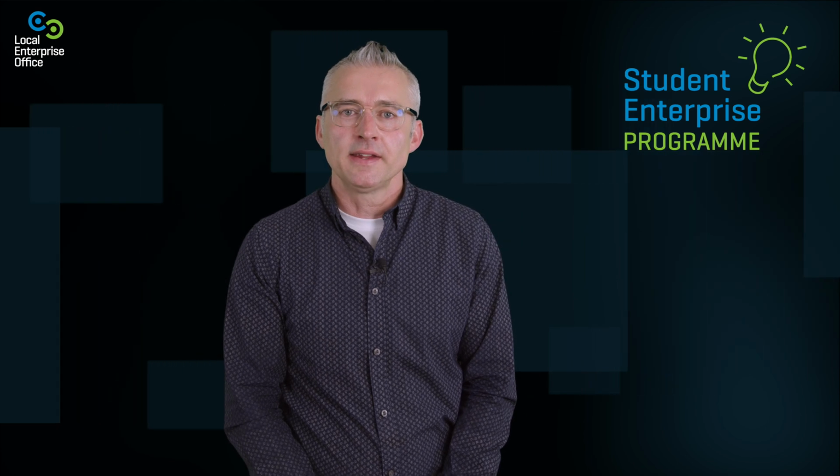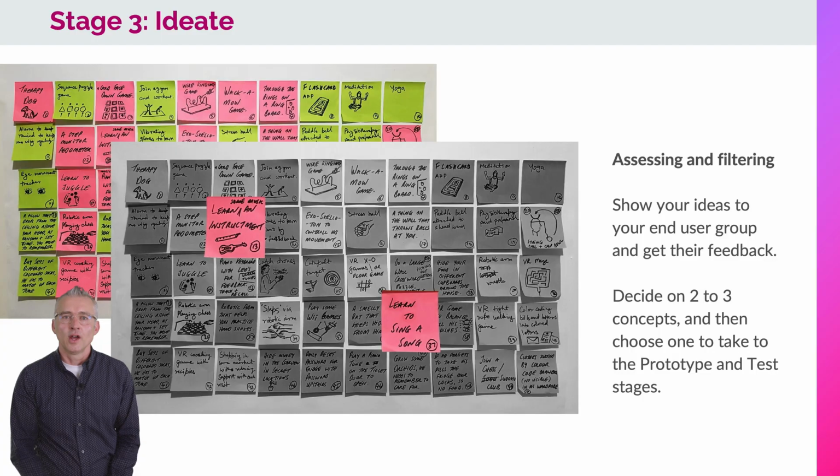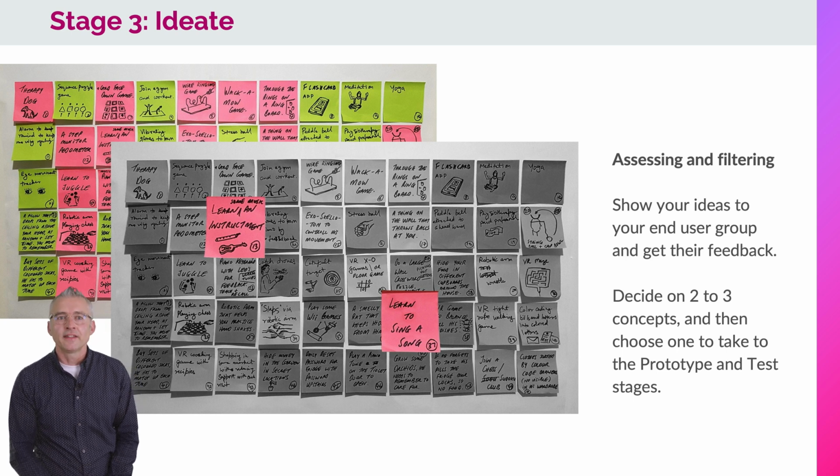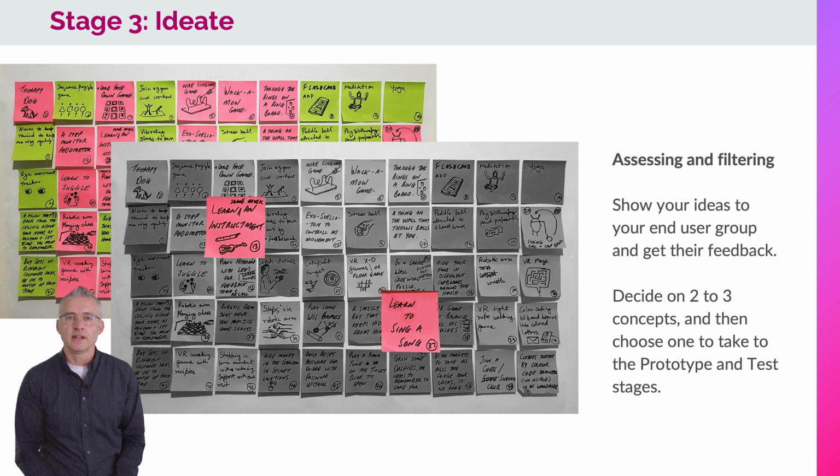When you've generated enough ideas, these can then be assessed and filtered down. One good way to do this is to show your ideas to your end user group and get their feedback. See which ideas are the strongest, or if you can combine some ideas into an overall solution. At the end of the ideate stage, you should aim to have 2 to 3 clear concepts that answer the problem statement in different ways. Then choose one of these to take to the prototype and test stages.